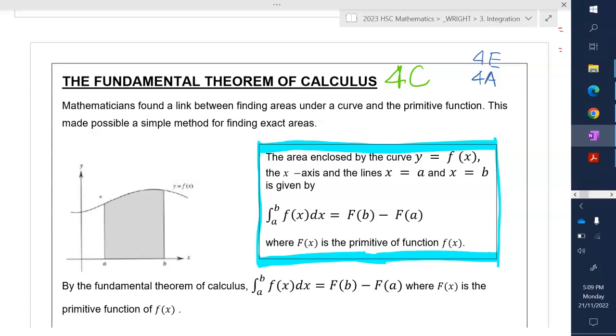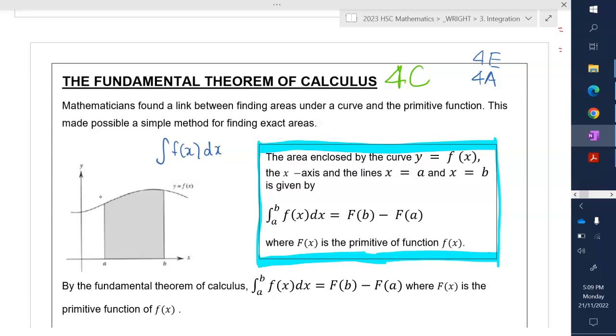Mathematicians found a link between finding areas under curves and the primitive function. This made possible a simple method for finding exact values. So what we're actually doing when we're integrating or finding the integral or finding the primitive function, they're all the same thing. We're actually finding the area under the curve. So if this is our curve here, or our function, if we are finding the primitive of that function of x in relation to x, that's all our dx is saying at this point, is in relation to x, and we're finding the area under that curve bounded by whatever x values we give you.